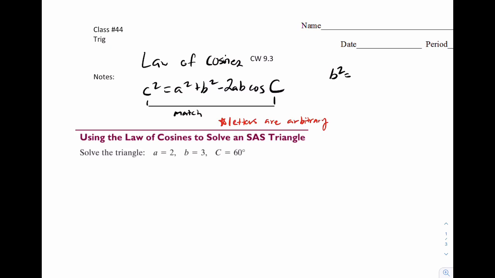I could say b squared equals a squared plus c squared minus 2ac cosine of b. I could also say a squared is equal to b squared plus c squared minus 2bc cosine a. So notice how I can pretty much be flexible with these letters as long as they fit the pattern. That's what I mean by arbitrary, that you can have some flexibility when you're working with these formulas.